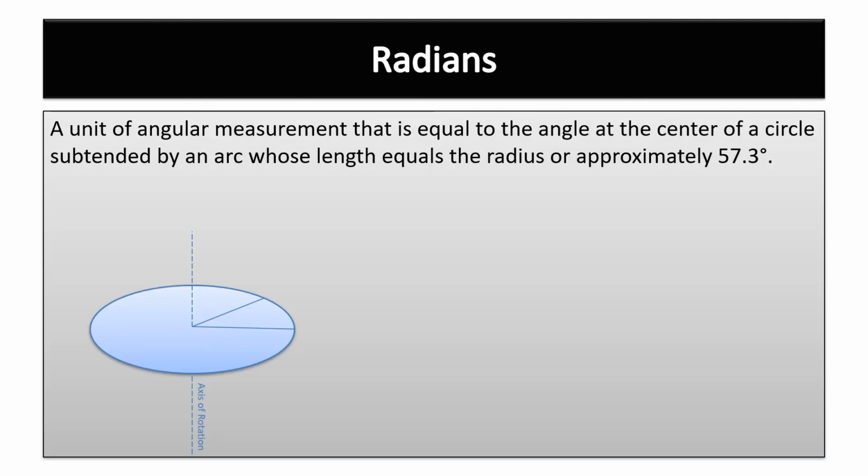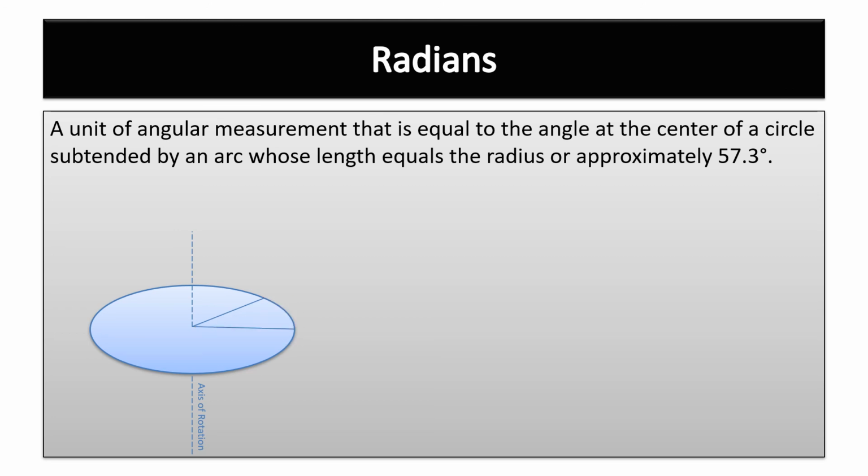Well, it comes from the definition of a radian, which the fancy definition says is a unit of angular measurement equal to the angle at the center of a circle subtended by an arc whose length equals the radius, or approximately 57.3 degrees. Let's see what we could do with that. The angle subtended by an arc, this is the arc, and the length of this arc in meters is equal to the radius. All right, that is considered 1 radian when the arc is equal to the radius.